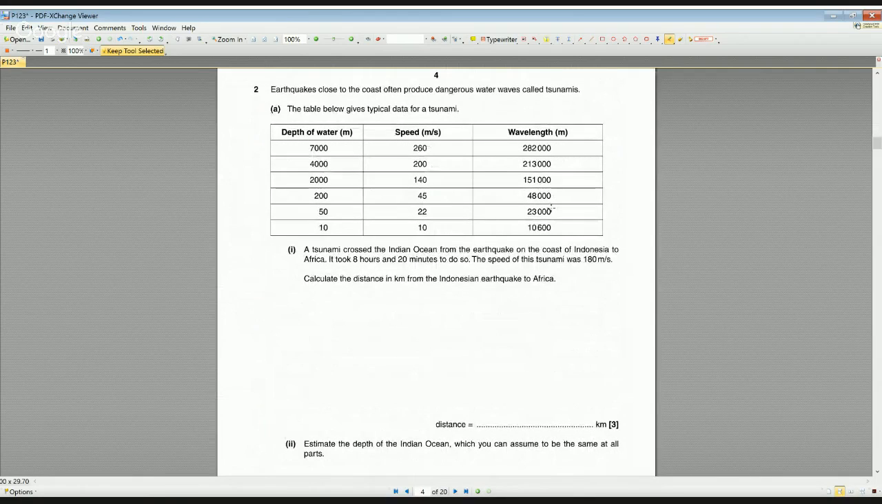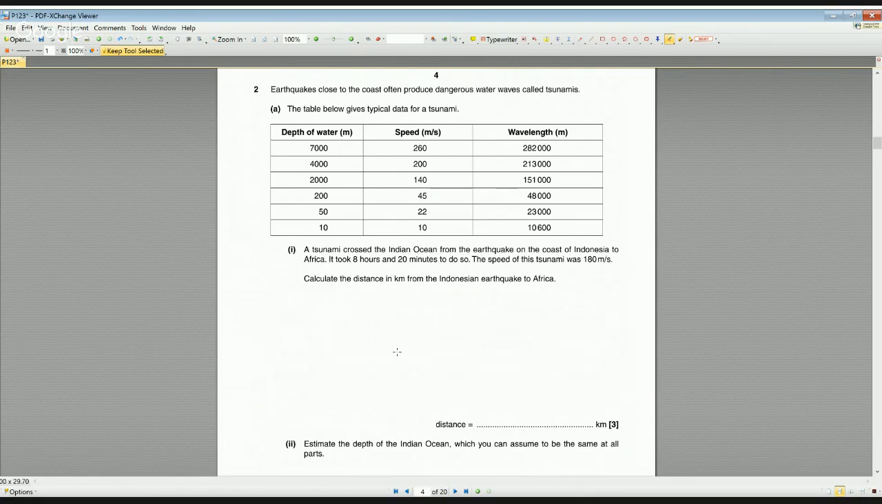Question 2 is about earthquakes. It gives us a data table, and earthquakes can produce tsunamis. So with the table here, it tells the depth of water, the speed of a tsunami, and the wavelength of that tsunami wave. So the tsunami crosses the Indian Ocean from the earthquake on the coast of Indonesia to Africa.